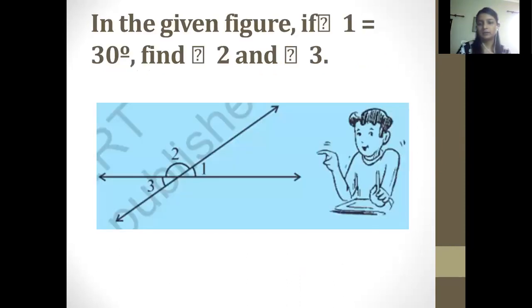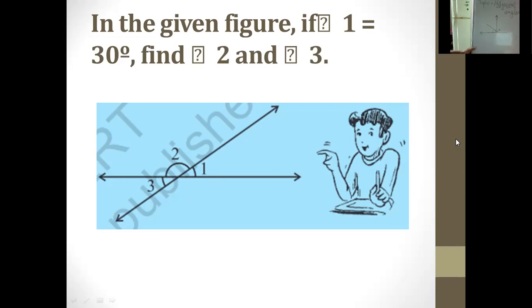Okay, yes. So there is a question in front of you. There is a question mark which is drawn. Actually, it is an angle sign. In the following figure, if angle 1 equals 30 degrees, you have to find angle 2 and angle 3. What would be the angles? Let us find it out. It is quite an interesting question.